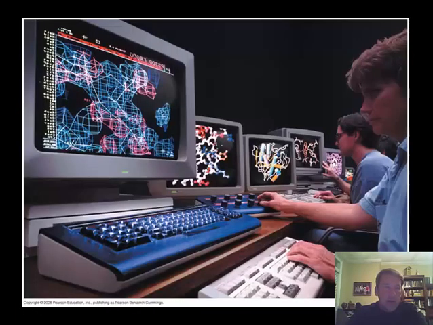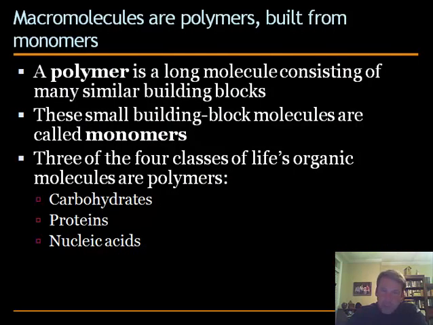So there's four major classes of these large biological molecules, and sometimes they're called macromolecules because they can be very large. Here we see a kind of a computer animation, and this is often done to describe some of these structures of these large molecules like proteins. But there's four major classes of these, and three of the four are polymers. So a polymer is a long molecule consisting of similar building blocks.